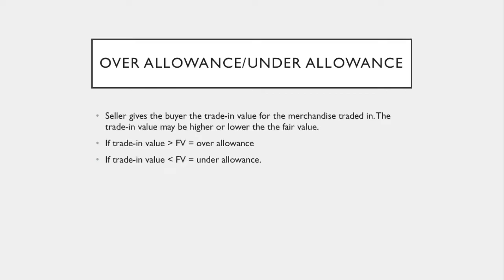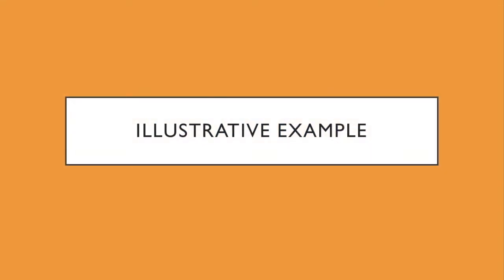So there's over allowance. There's also under allowance, meaning the trade-in value is lesser than the fair value. So for example, you have the fair value of the traded merchandise at 5,000, and then what you reduce the purchase price by is merely, let's just say, 3,000. Okay, so the trade-in value is 3,000, the fair value is 5,000. Then you have an under allowance. So let's have this for example.